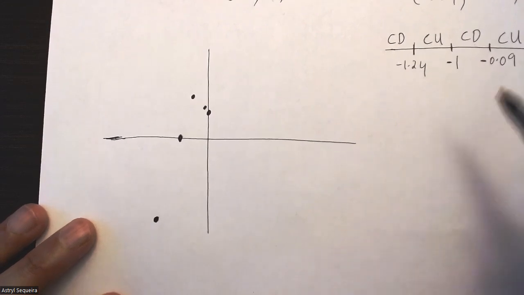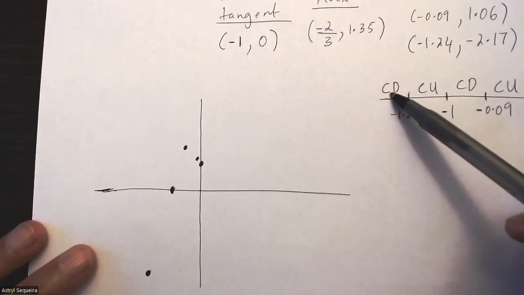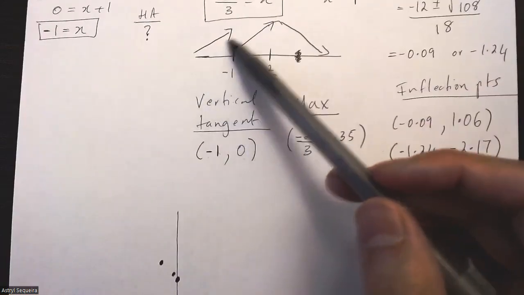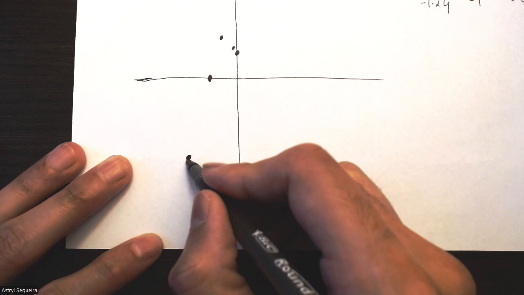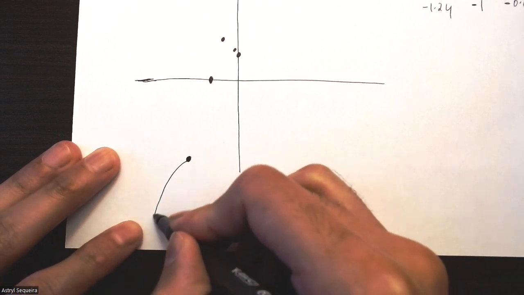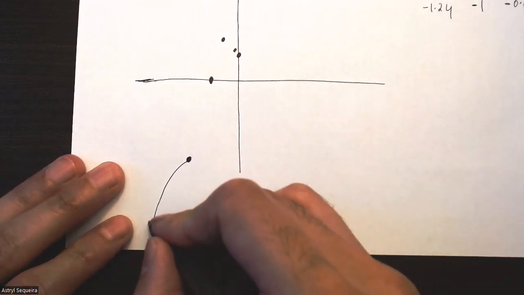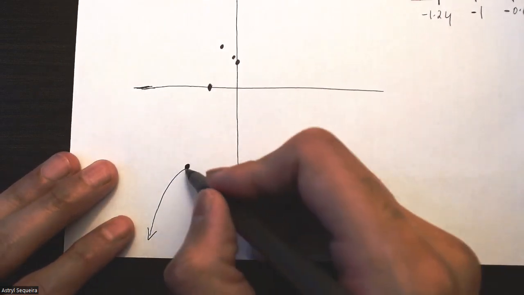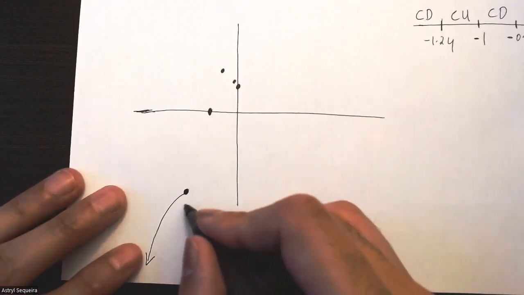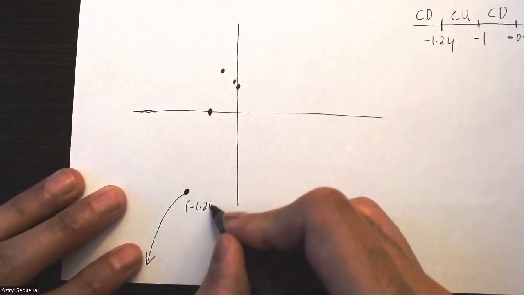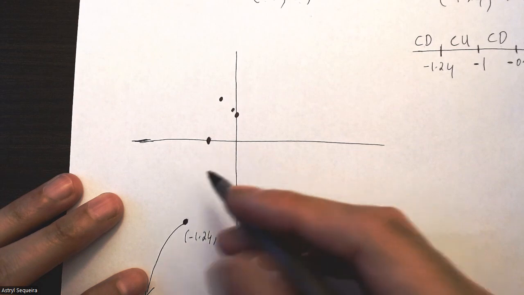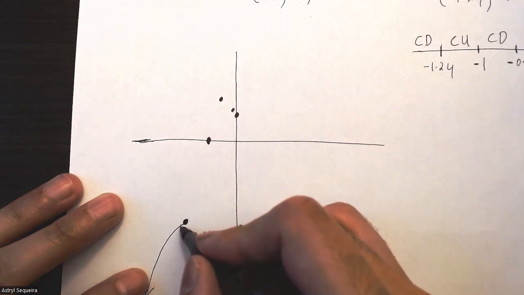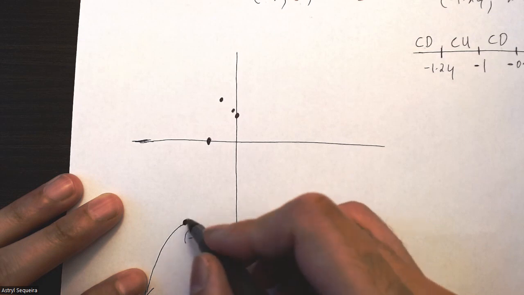And now we can start sketching things out. So I know the graph is concave down and it's also increasing from negative infinity till -1. So this is all concave down and increasing. And this is my first inflection point of negative 1.24 and negative 2.17. Then it's still increasing. There's a vertical oh no, the vertical tangent is not here. This is just a regular inflection point.